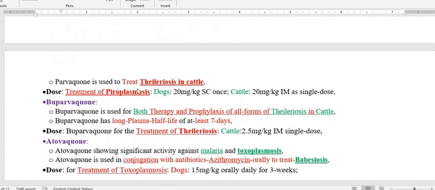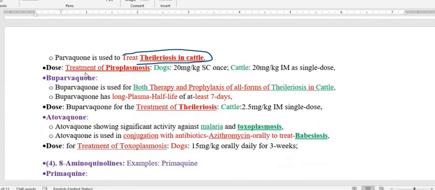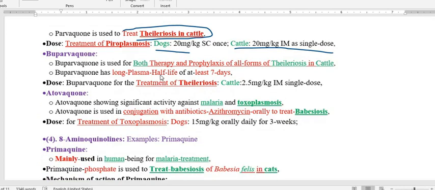Parvaquone is a synthetic naphthoquinone derivative used for the therapy of theileriosis in cattle. This is important. Regarding mechanism, it is the same as mentioned here, acting on the energy system. So the drug is used to treat theileriosis in cattle. For dog, the dose for pyroplasmosis, particularly theileriosis, is 20 mg per kg subcut. For cattle also 20 mg, but the route is IM as a single dose.